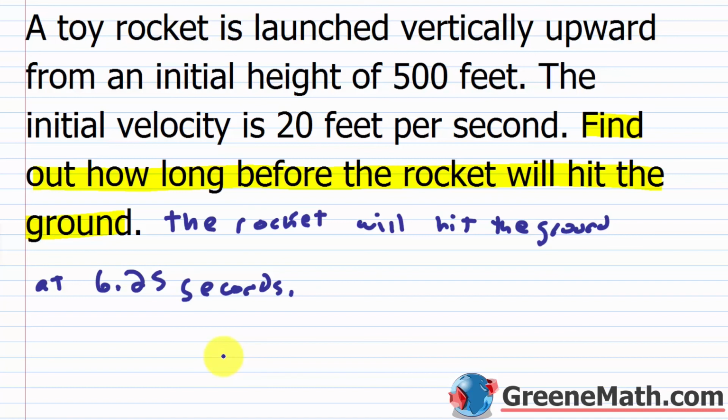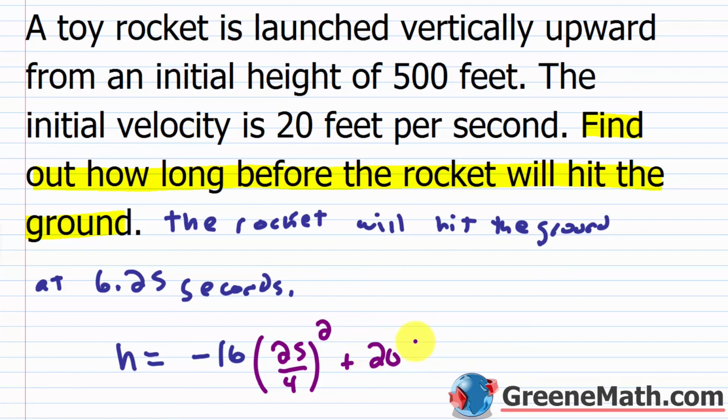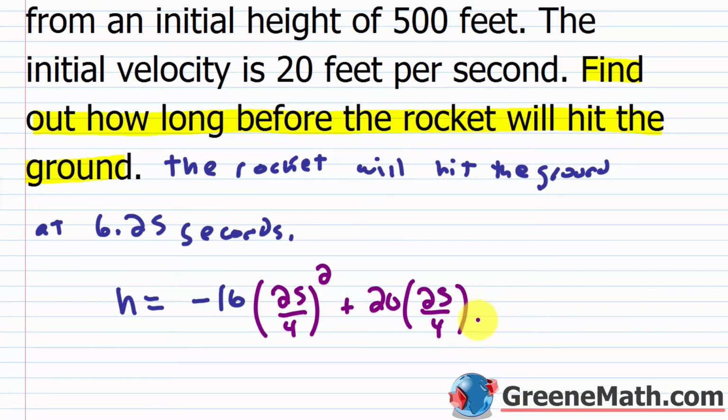Okay, so how about checking something like this? What would we do? Well, again, we just go through the formula again. h is equal to negative 16 times t squared. For t, I've got 6.25. Again, I can plug in a fractional form here to make it a little simpler, so I'm going to put 25 fourths, this guy squared. Then plus v sub 0, the initial velocity, was 20. So we're going to put 20 times your t, which again, I'm going to put 25 fourths for that. And then you've got plus your s sub 0, which is 500. That was the initial height in feet.